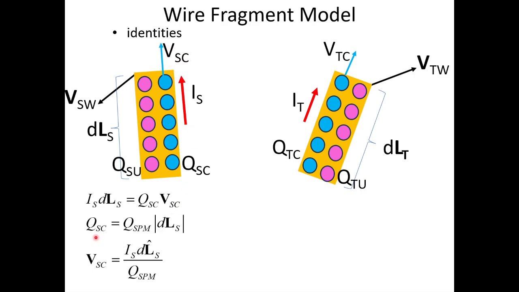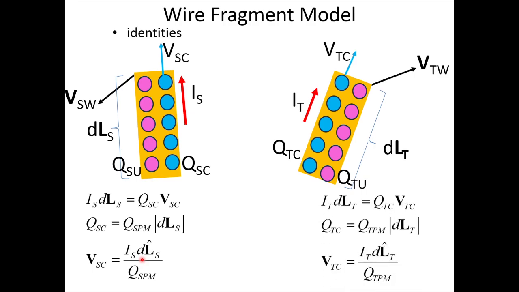Okay, and the quantity of source charge is equal to the QSPM. This is the quantity of mobile carriers per meter. In the paper, we describe how you compute that. And that's mobile carriers per meter times the differential length. And from here, we can compute the velocity of the source charges by taking this and substituting this into it and dividing. You can figure out how to do that. That's pretty easy. Okay, and then we get all the same exact things for the target side.